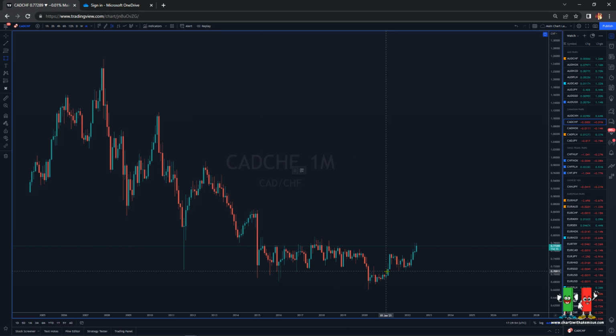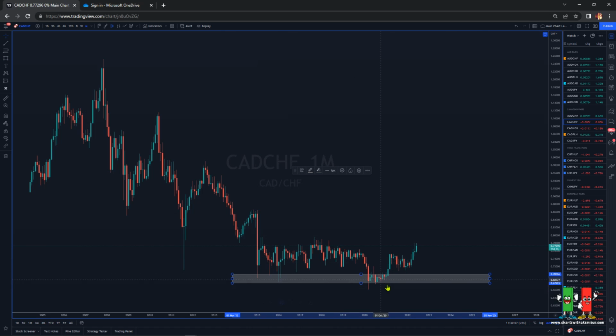So where is price even coming from? I know maybe it looks like it's going up, but where is price coming from? Well, it looks like it's coming from a support area. It looked like it bounced off an area where there were a lot of buyers. So we know that this trend is potentially right now in an uptrend because it came from an area of support and moving upwards.